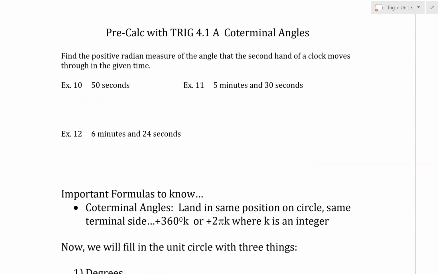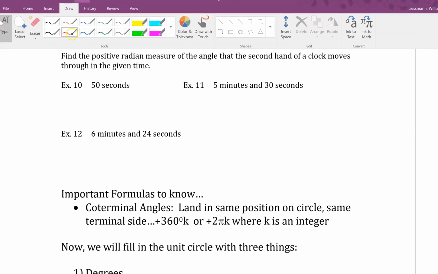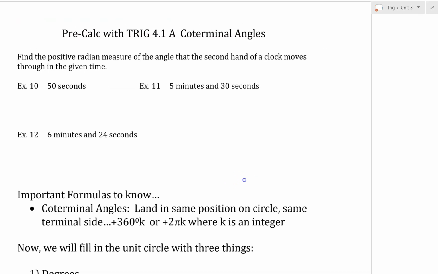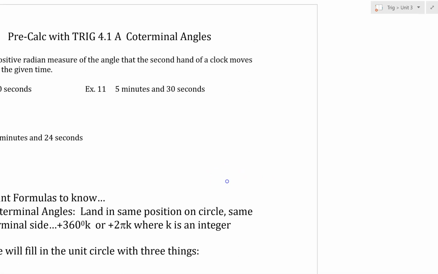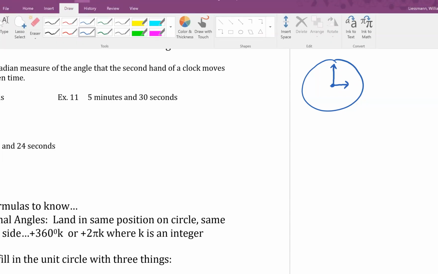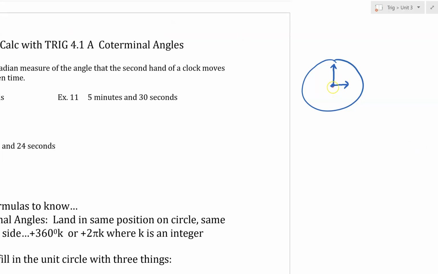All right. Find the positive radian measure of an angle that the second hand of a clock moves through the given time. So this one always kind of cracks me up because we need to kind of talk here about what we mean when we say the second hand of a clock. So you have your clock. I'll just do it this way. Here's our center. You have a long hand. You have a shorter hand. And then you have, I'll change colors here. Normally it's red in our clocks at school. There's a third one running like this.